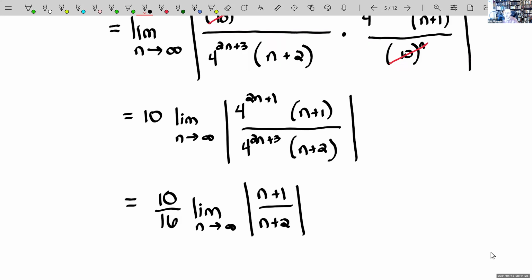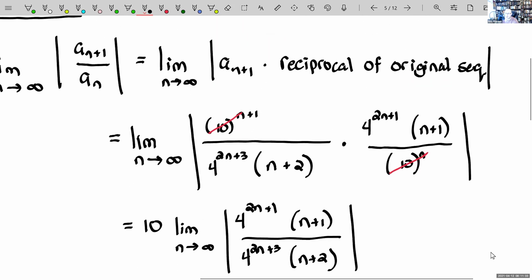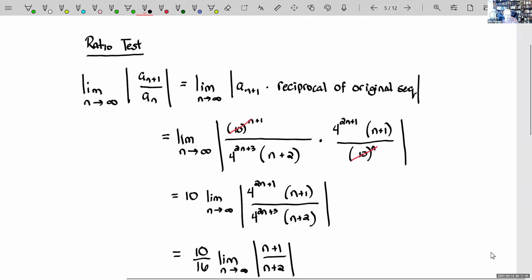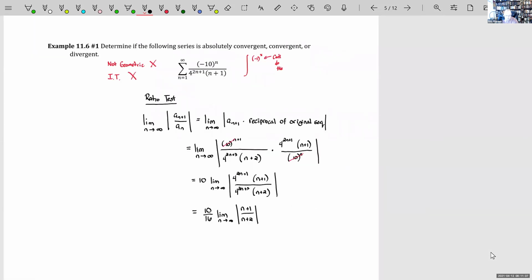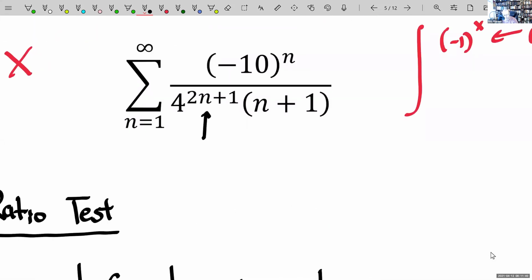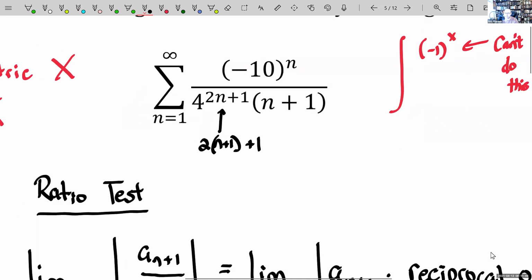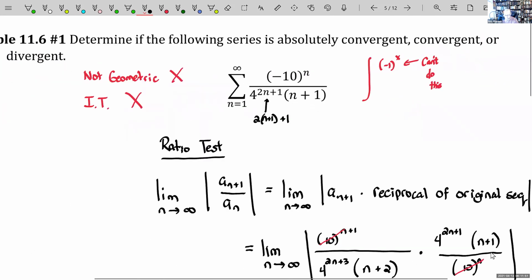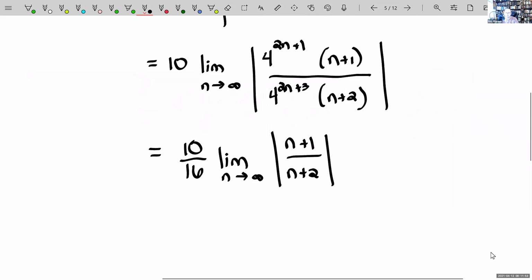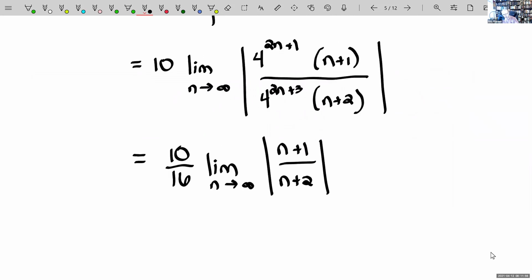It's being asked, wouldn't it be 4 to the 2n plus 2? No. When you plug in n plus 1 into that, remember, you're still adding 1 at the end. So it'd be 2n plus 3. And taking a look at this limit, the limit as n goes to infinity of n plus 1 over n plus 2 is 1.